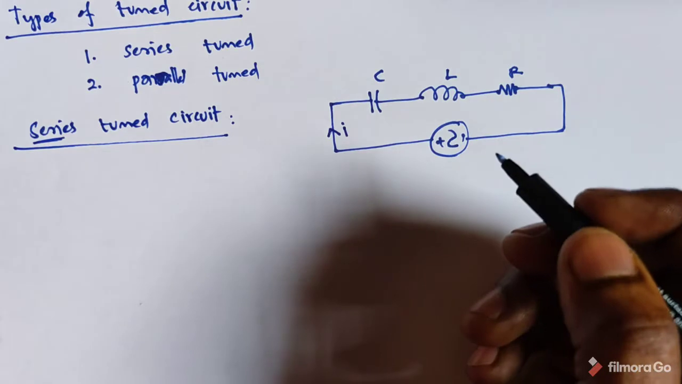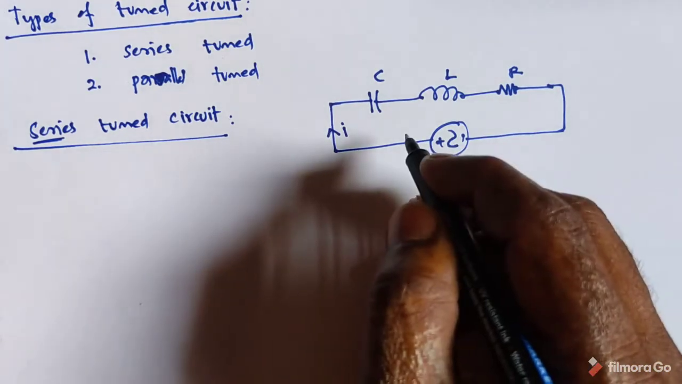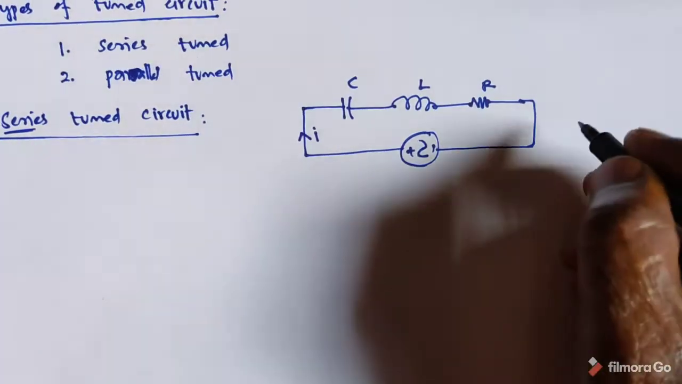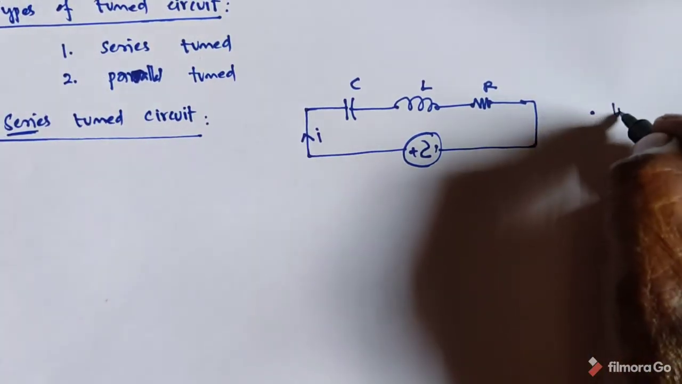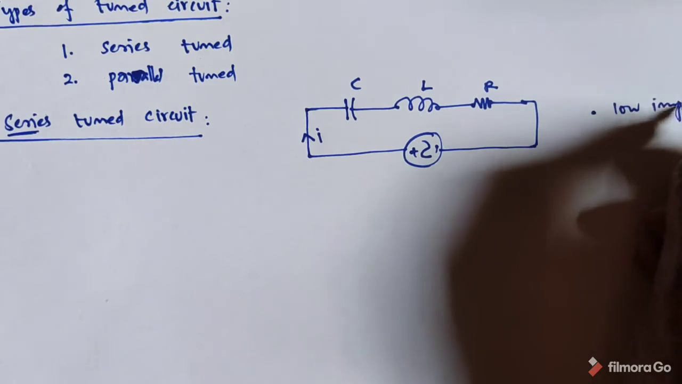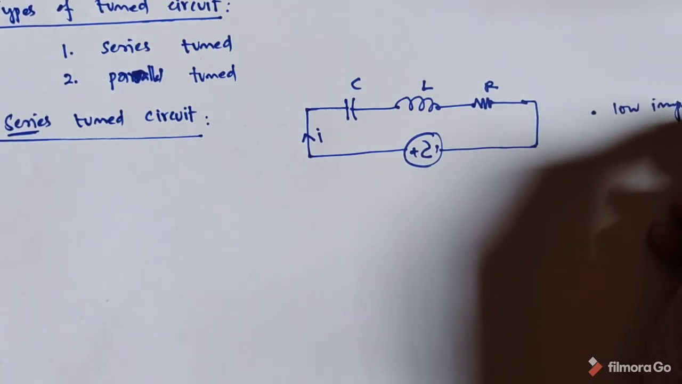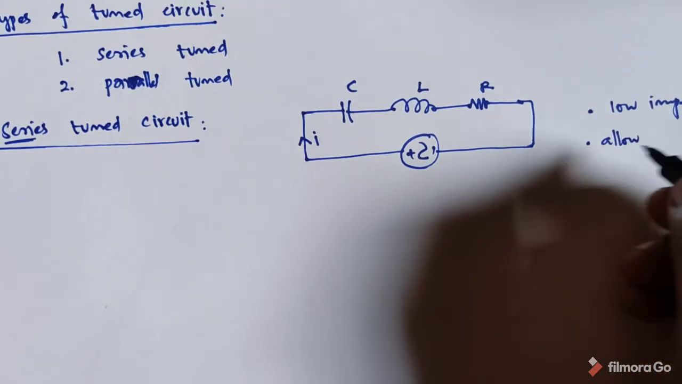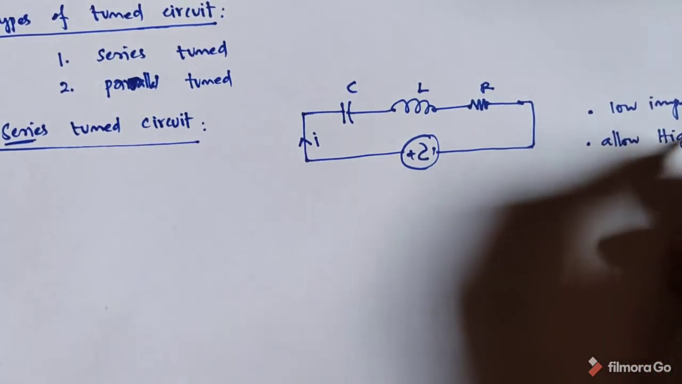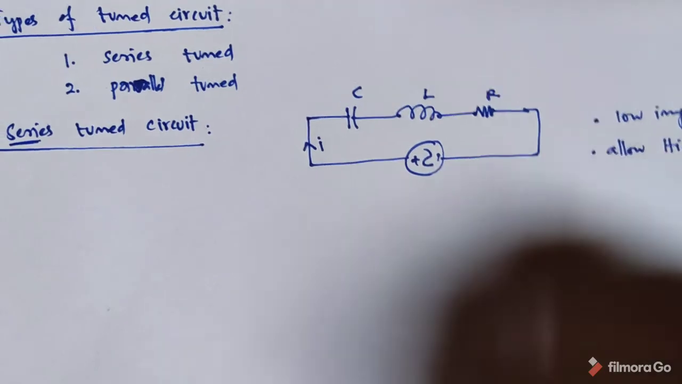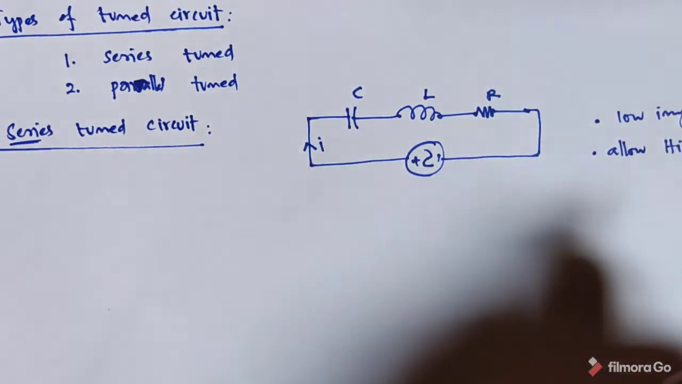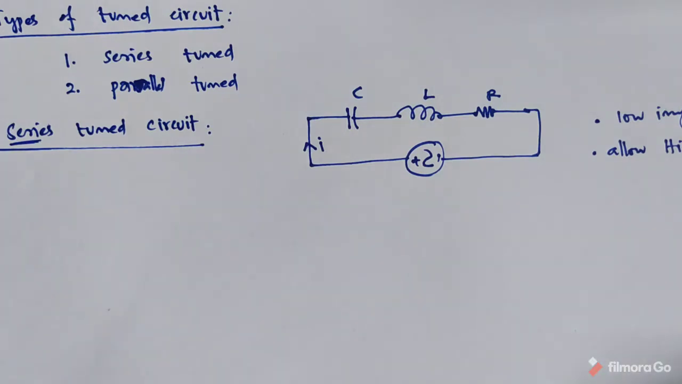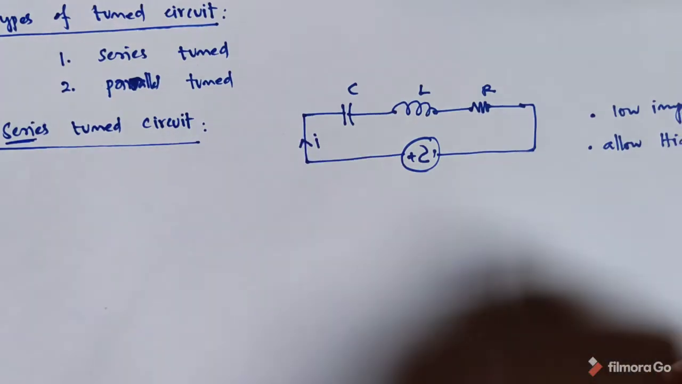At resonant frequency, a series resonant circuit offers low impedance, and which allows high current. Almost all current is maximum. So what is the relationship between current and impedance? Inversely proportional. In series connections, the current is maximum.